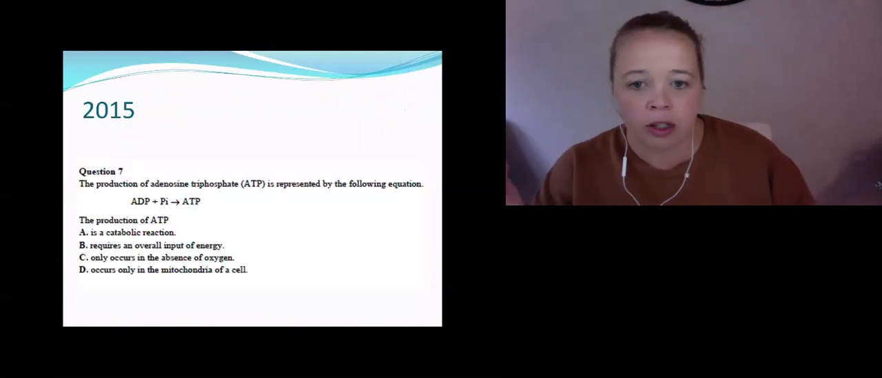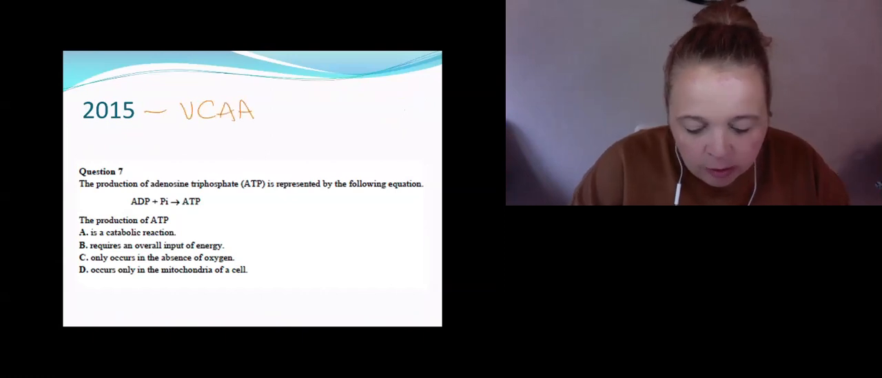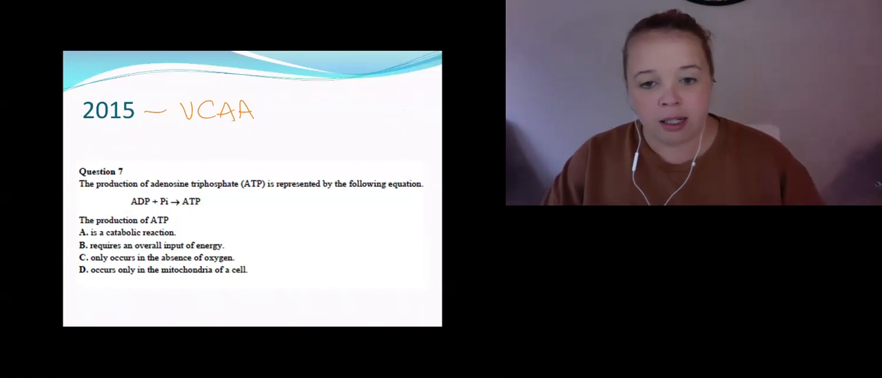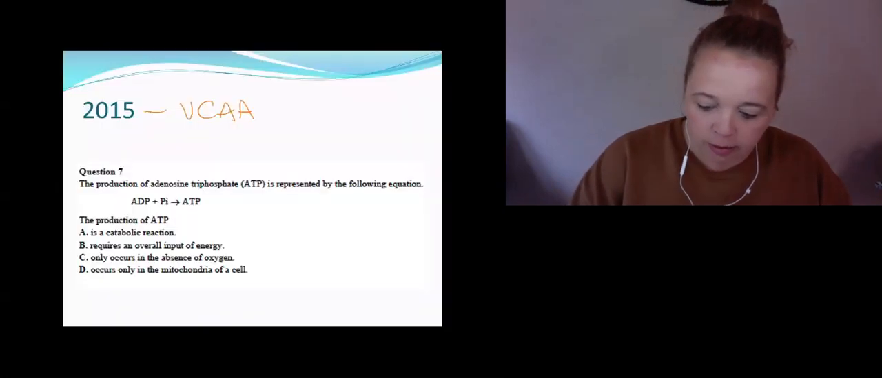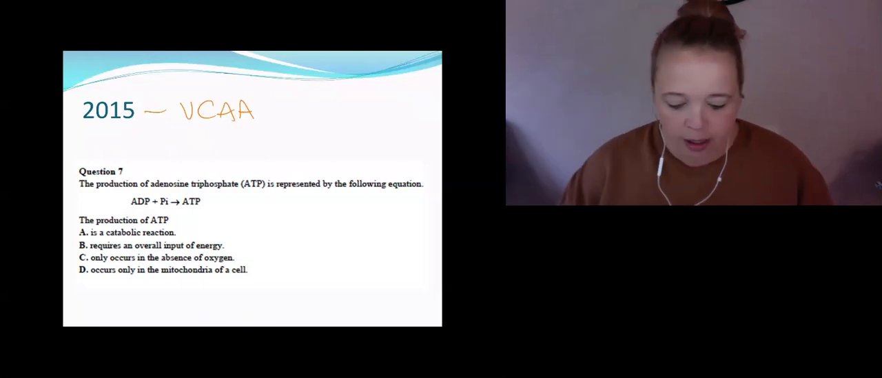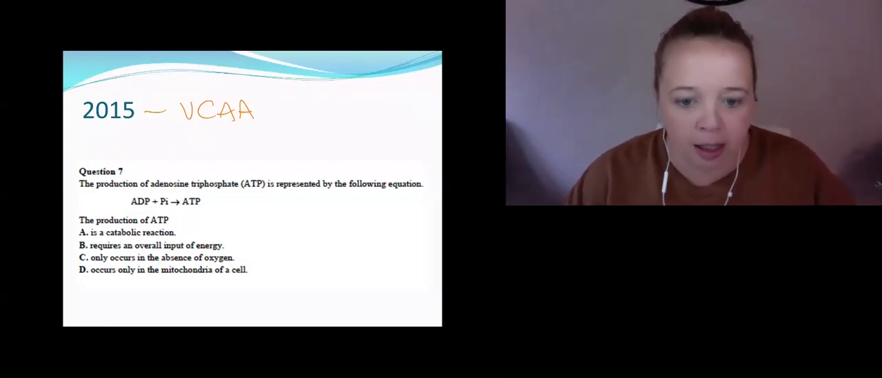So here's our first question. What I will do is, these are VCAA questions. So this is from the 2015 paper. So I'd suggest you pause and then you restart and you can go through the answers. Okay, let's go through the question. So our first question here says the production of ATP is represented by the following equation. ADP plus Pi becomes ATP.